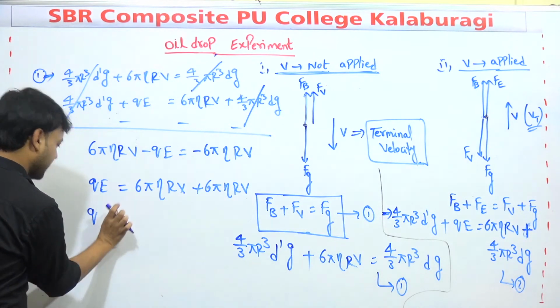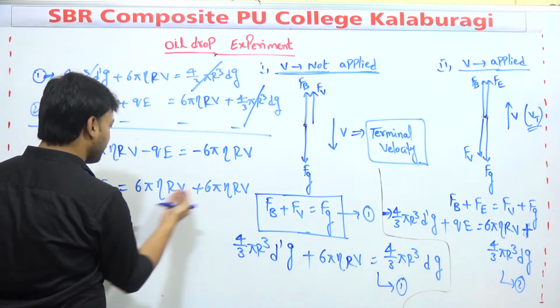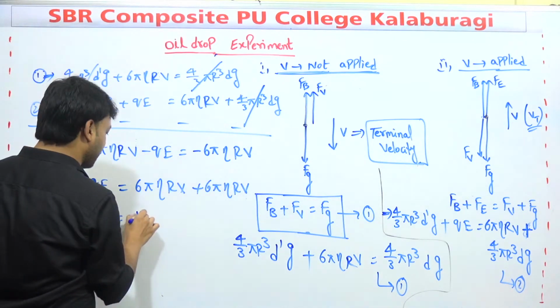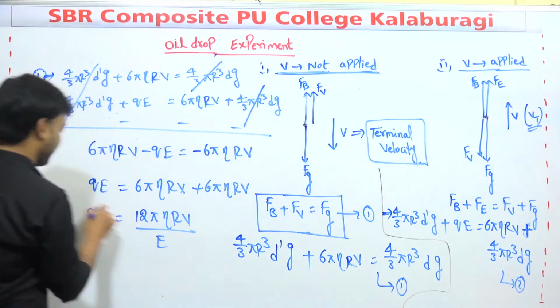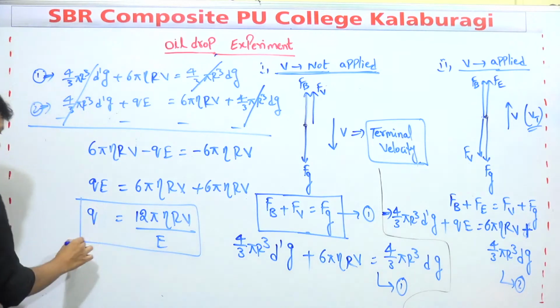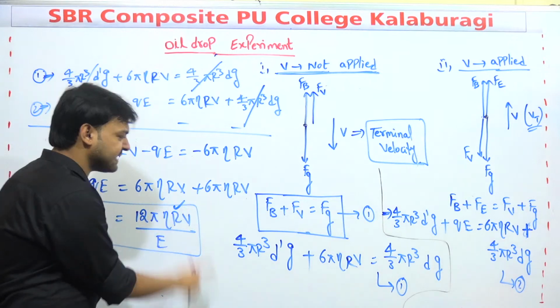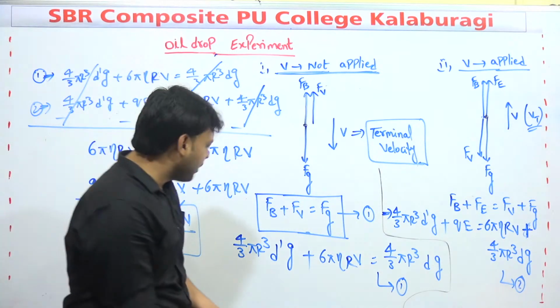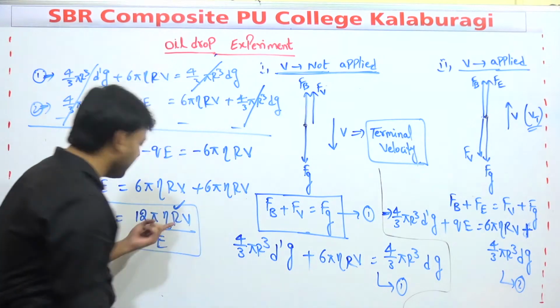The electric field will go that side. So it will be 6, so it will be 2. I can take common, 1 plus 1, 2. So it will be 12 pi eta RV divided by the electric field. In some questions the radius is given. How to calculate this radius in the sense directly? They won't give it, you can calculate from this. So directly, if they give, well and good.